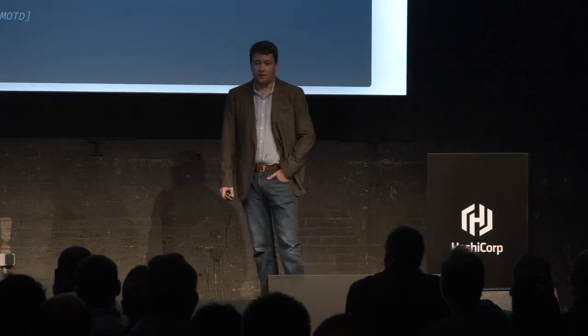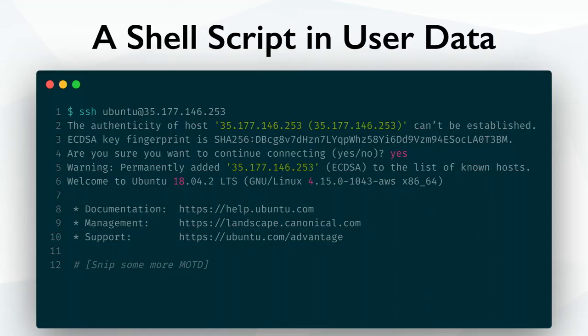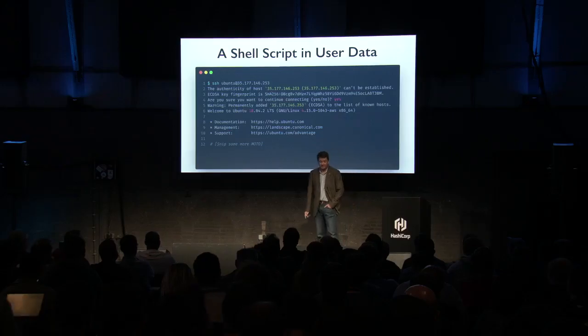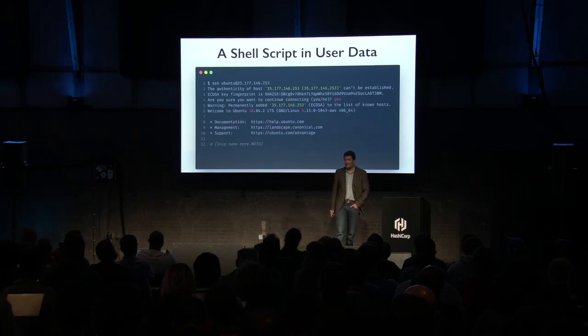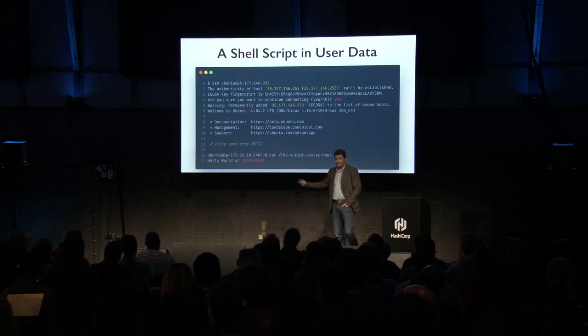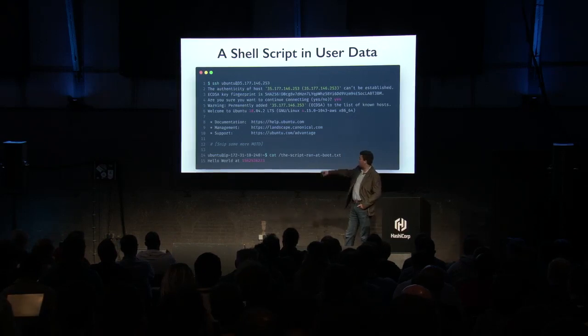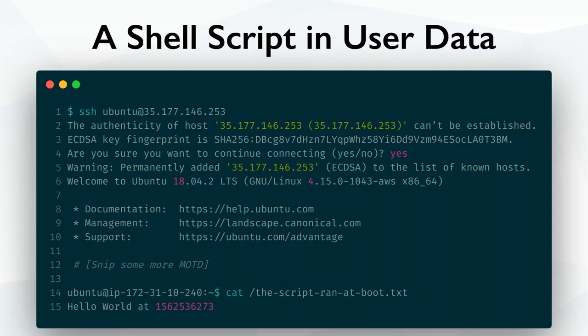Okay, so once we've run our instance, we SSH into it. We get this annoying message about the host keys not being trusted, but we accept that on blind faith and carry on, as everybody does. We get the message of the day, and then if we cat the location that we expect, we can see that our script's run, and it's run at this time ending in 273, which is just a Unix timestamp.